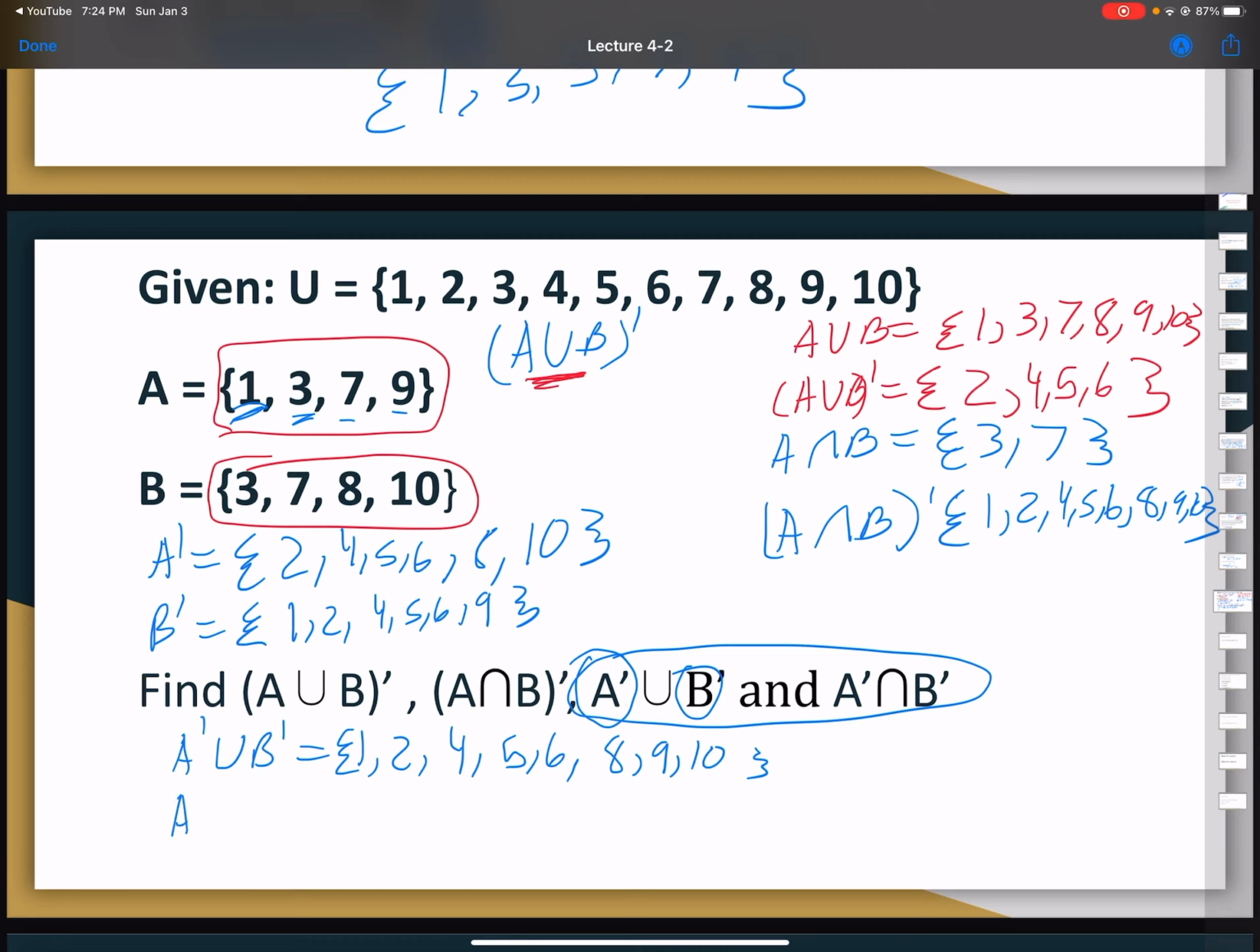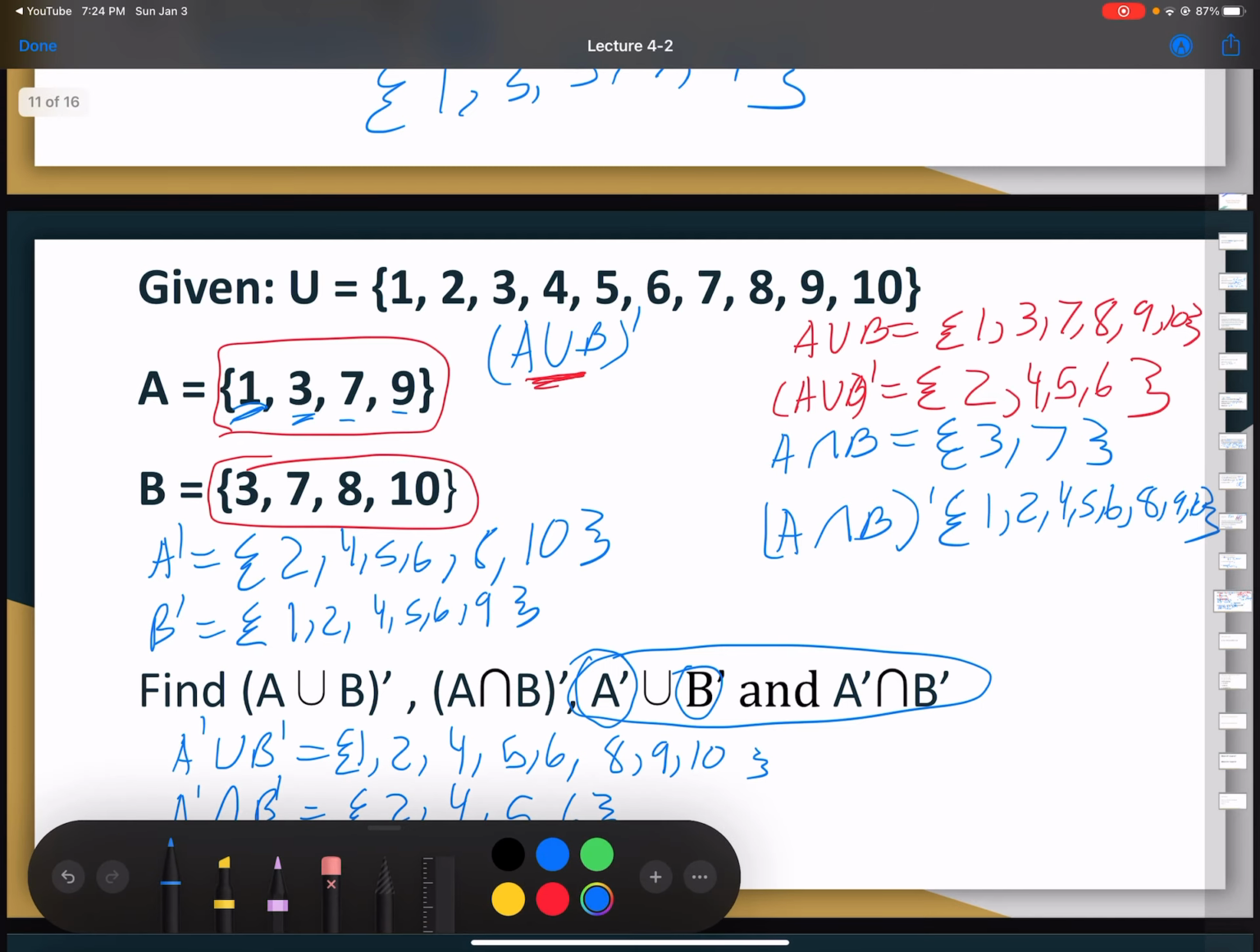A complement intersect B complement is everything that they have in common. So they have a 2 in common. They have a 4 in common. They have a 5 in common. And they have a 6 in common.